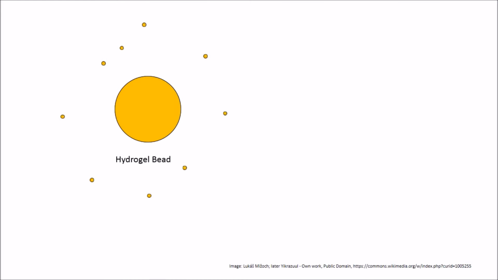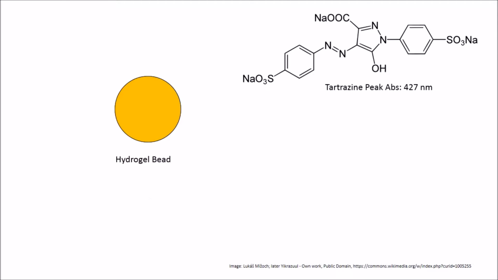The goal of this experiment was to investigate how different factors control the release of a drug into the body from hydrogel beads. The drug was simulated by tartrazine, an organic dye with a peak absorbance at about 427 nanometers, and the body was simulated simply as a known volume of deionized water.